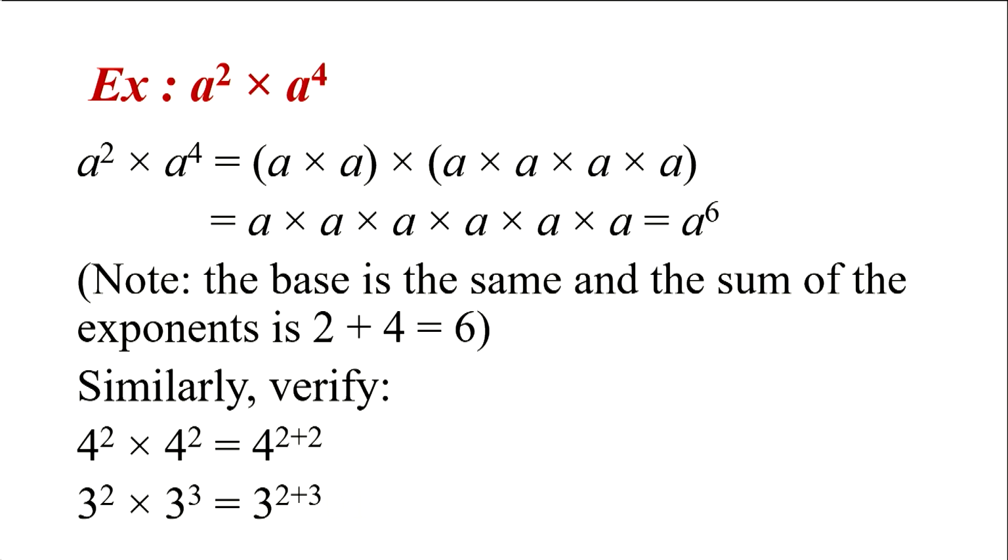In case of 4 square and 4 square, which gives us 4 to the power of 4, that means we have to add the exponents here, 2 plus 2 gives 4. In case of 3 square and 3 cube, the exponents are 2 and 3, so we have to add them. So, finally, we will get 3 to the power of 5.